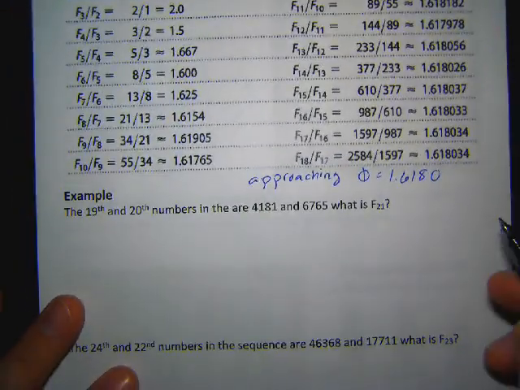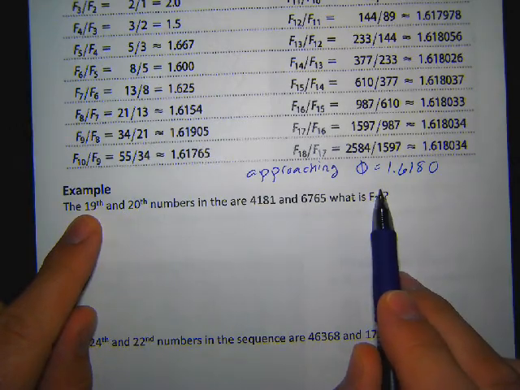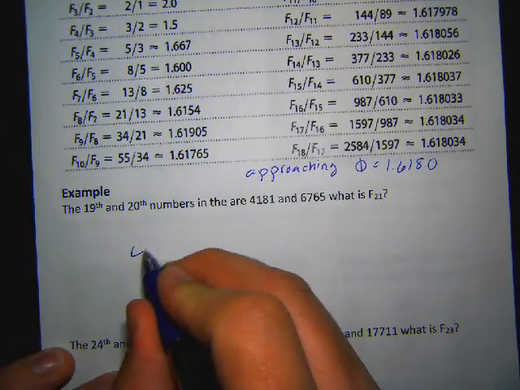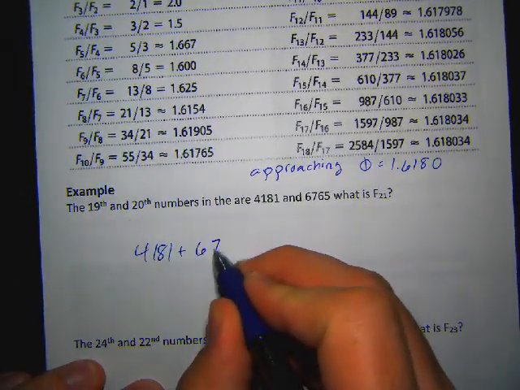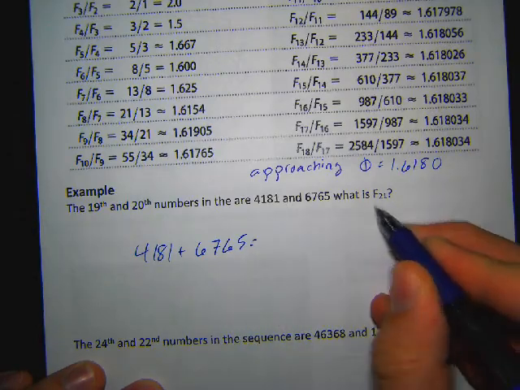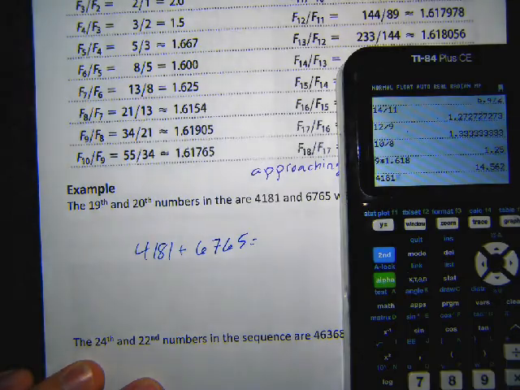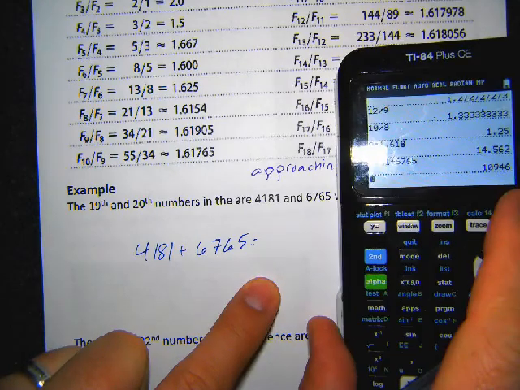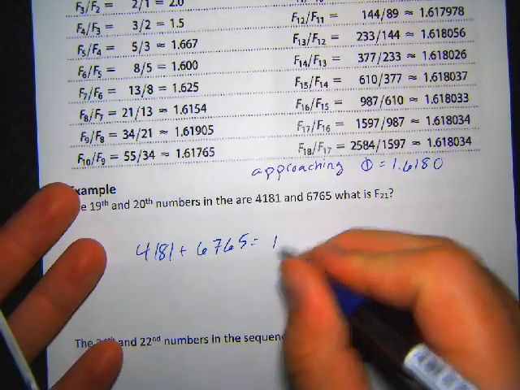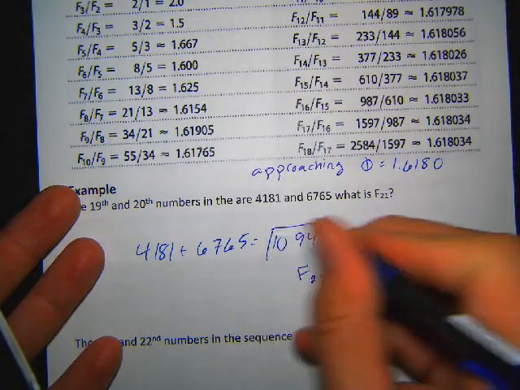So the simple way to do it is to say, if I have two numbers, the way to find the next number is just to add them up. So the 19th number, which is 4181, plus the 20th number, which is 6765, will of course give me the 21st number, the next number in the sequence. So I just have to add those together. Not a big deal, because that's how the Fibonacci sequence works, right? The whole idea is that adding two numbers gets you the next number. So the next number is going to be 10,946. That would be F21, the 21st Fibonacci number.